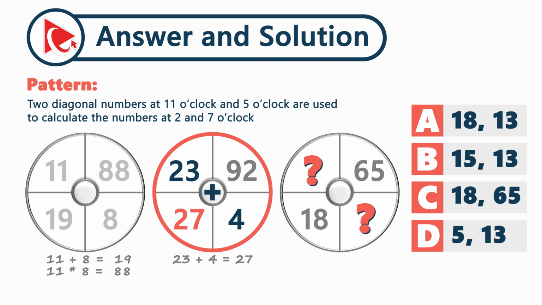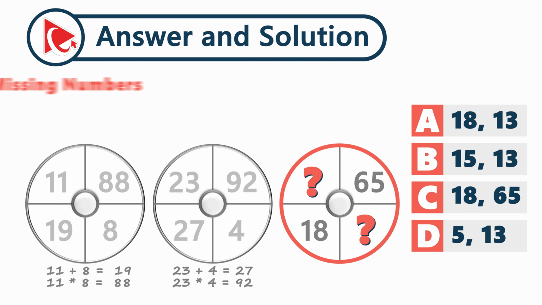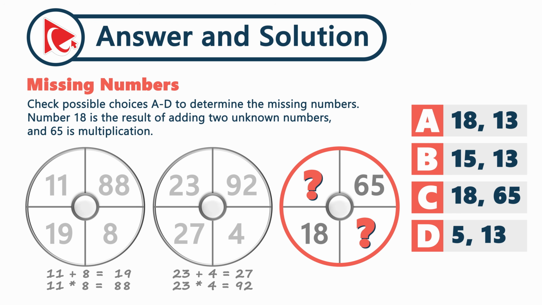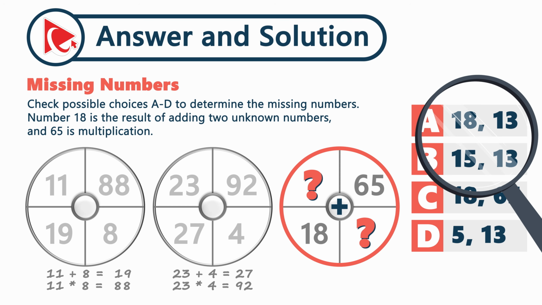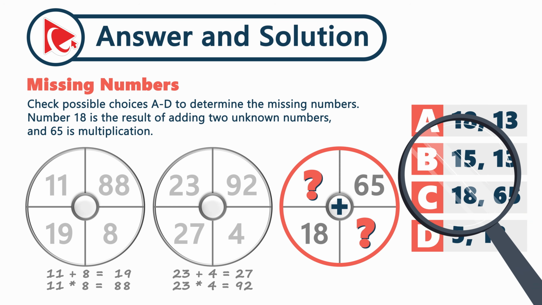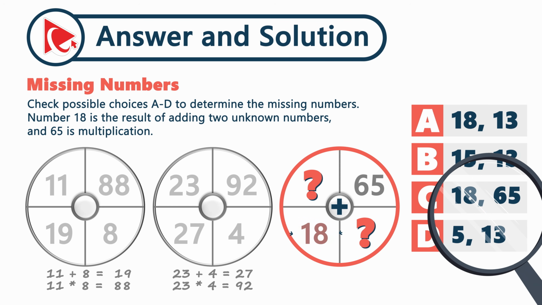23 plus 4 equals 27. And 23 multiplied by 4 equals 92. And now is the magic time to calculate the missing number. Since you're smart, you probably will do the calculations which involve additions. Out of 4 possible choices, we need to find the combination that adds to 18.